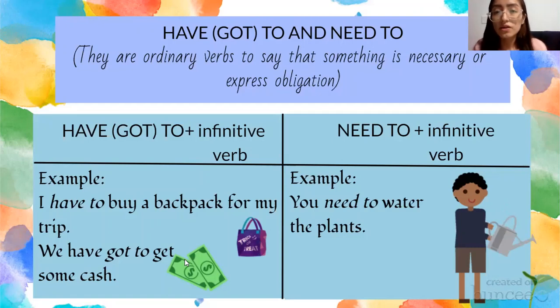And we have another ordinary verb that is need to. Need to, followed by an infinitive verb, expresses necessity. For example, you need to water the plants. It's necessary to water the plants. Okay, with have to or have got to we express an obligation. It's an obligation when you use have to or have got to, okay?